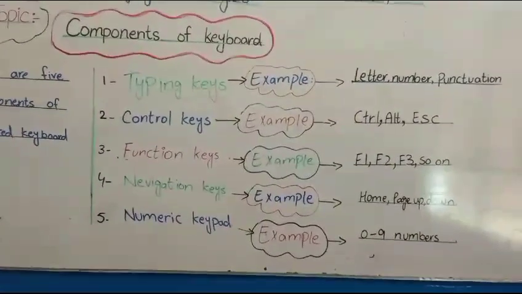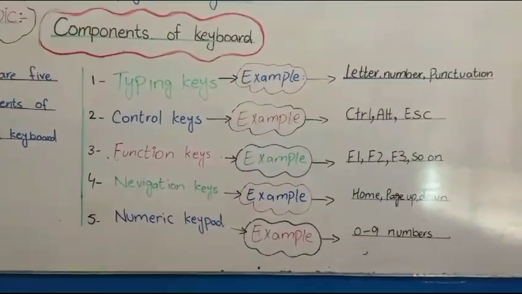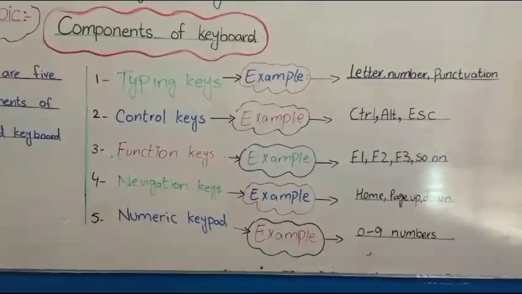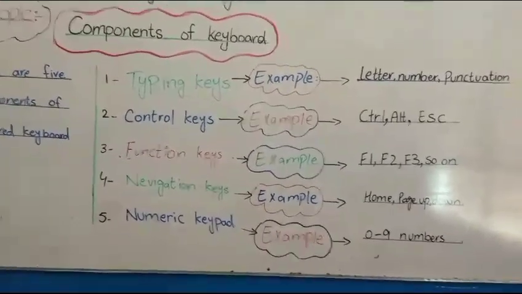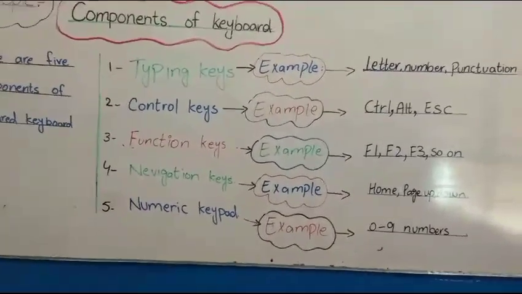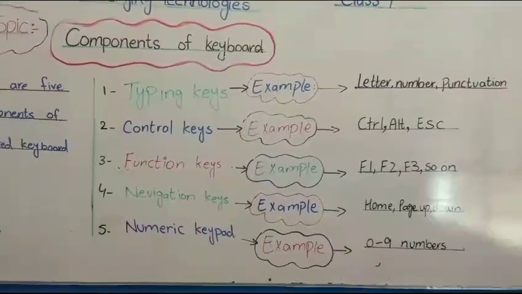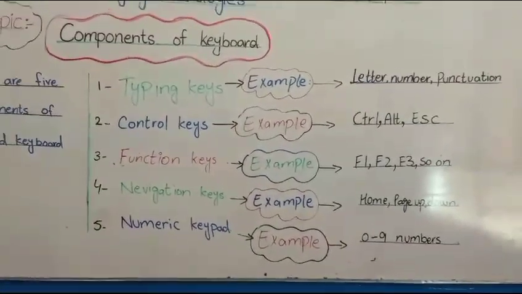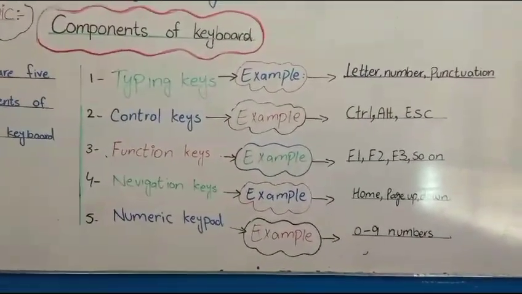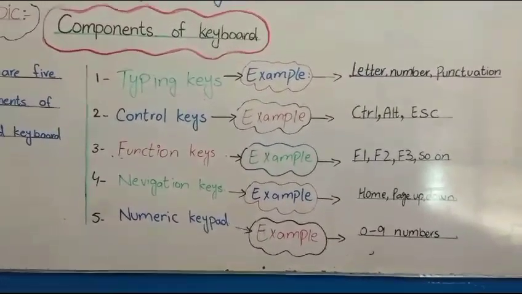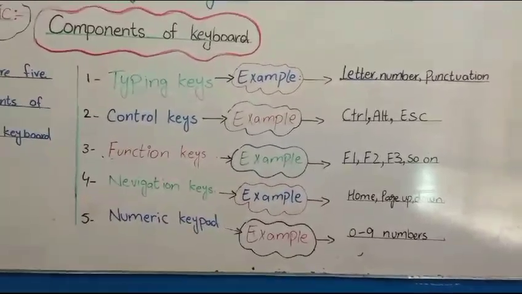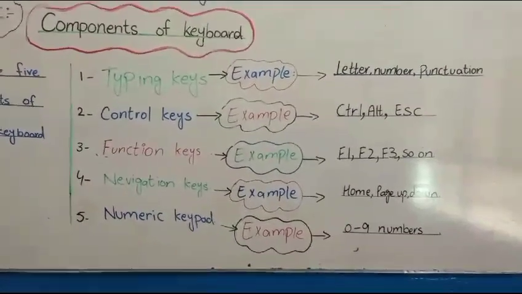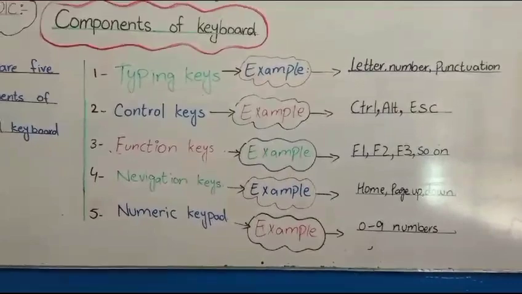The second one is control keys. These keys are used alone or in combination with other keys to perform certain actions. For example, Control plus C, Control plus V, Control plus X and Control plus P. We use those keys for certain purposes. We use the combination of those keys. Control, Alt, ESC and Windows logo keys are called control keys.